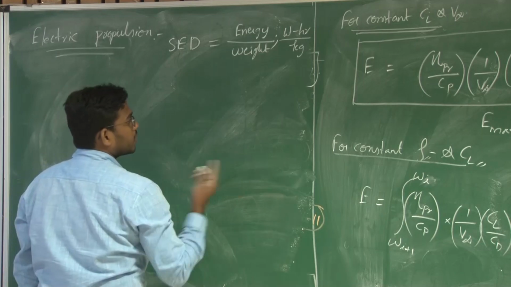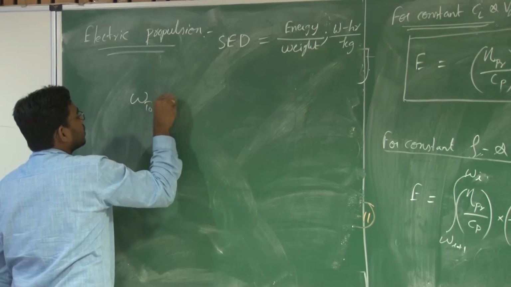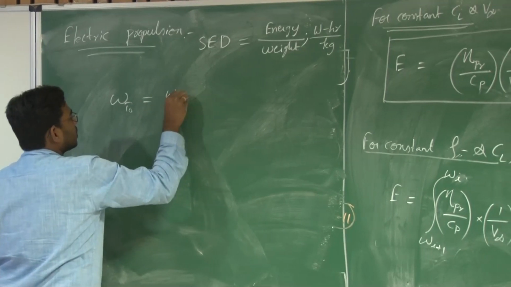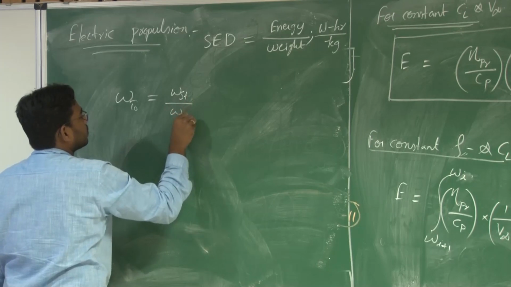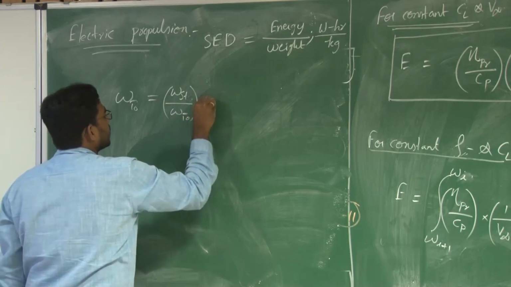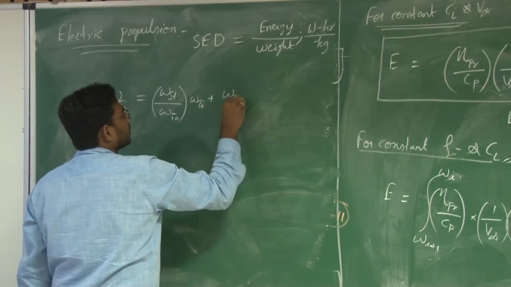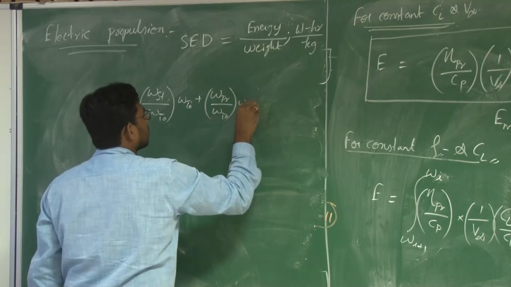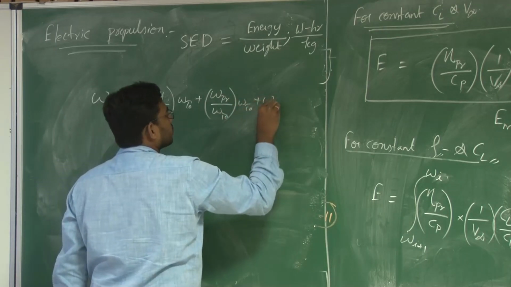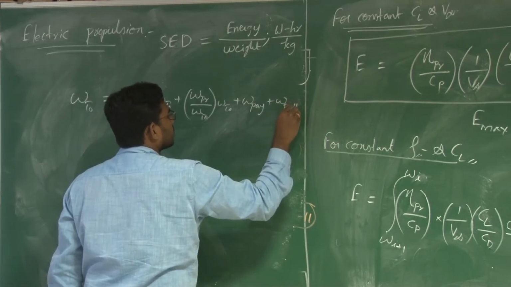Okay. So let's go back to this equation. The overall takeoff weight is equal to the structural weight ratio times the takeoff weight and the propulsion weight ratio times the takeoff weight, plus payload, plus battery.